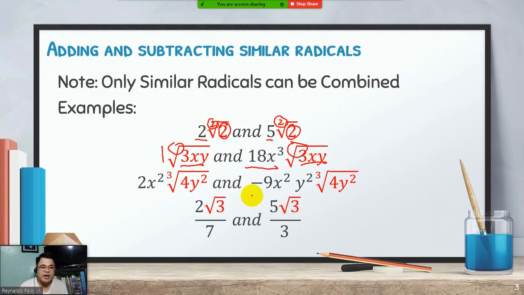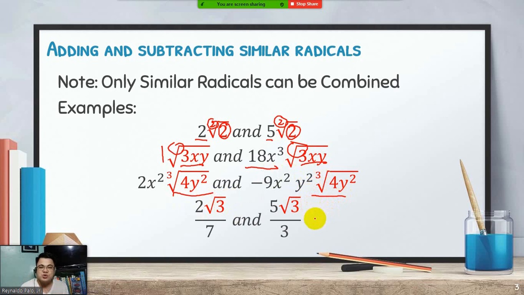Next, we have 2x squared cube root of 4y squared and negative 9x squared y squared cube root of 4y squared. Again, they are similar because the radicals are similar. So we have cube root of 4y squared and cube root of 4y squared as well in the second radical expression. Then lastly, we have 2 square root of 3 over 7 and 5 square root of 3 over 3.